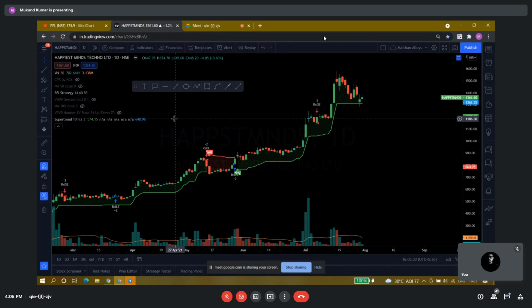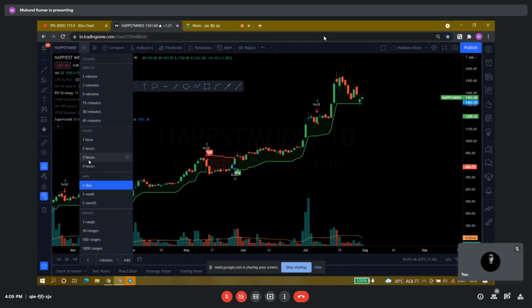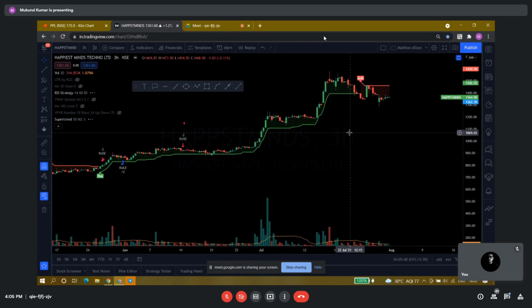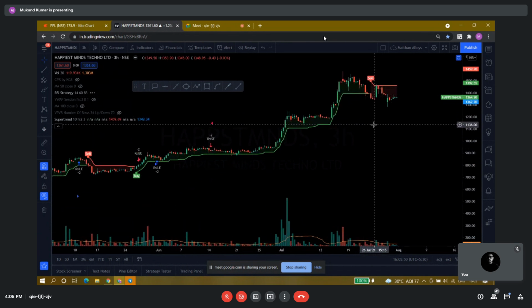I'm just explaining my view here. You can correct me if I'm wrong. If you take the day level, it breached. If you take the 3 hours level, because we were discussing Supertrend at the 3 hours level, if you switch to it, it actually breached. I could have exited at that point, but I didn't, because I didn't have the knowledge.